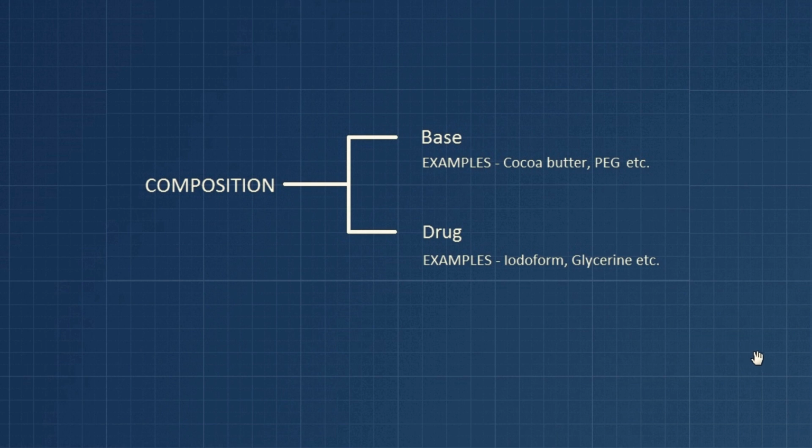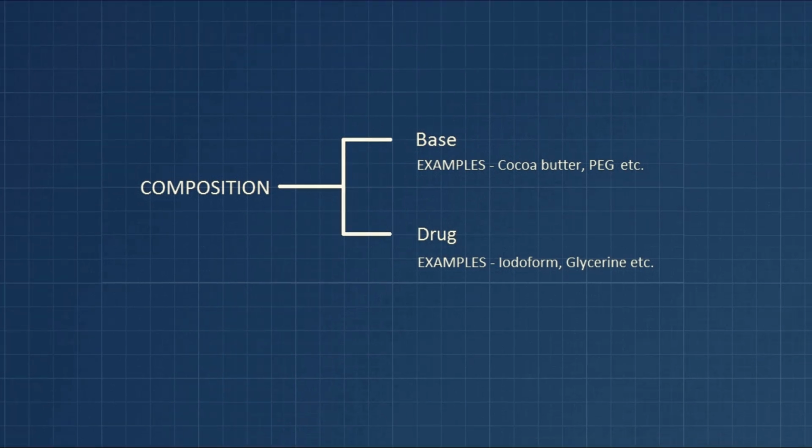Common examples of bases that are used to form a suppository are cocoa butter and PEG, that is polyethylene glycol. Then comes the drug, which is the main component and shows the systemic effect inside the patient body. The common examples of drug that are used in suppositories are iodoform, glycerin, and many more.